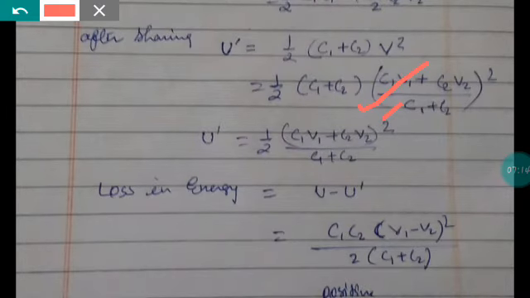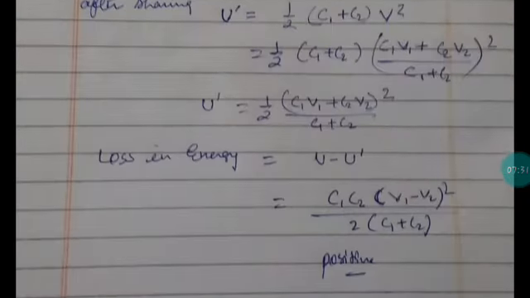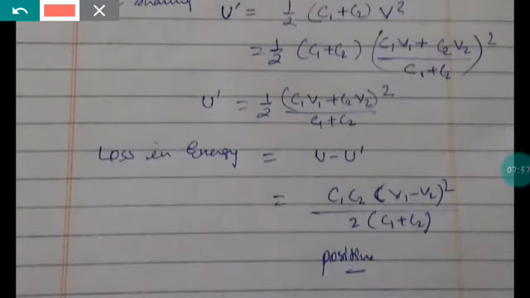By putting the value of V from equation 1 you will get this one. Understood? If you have not seen equation 1, you can see here, this is equation 1. Now calculating all the terms, C1 plus C2 will cancel the denominator, and you will have this result. So this is the energy stored in the capacitors, that is, in the equivalent capacitance, when they are connected in parallel.